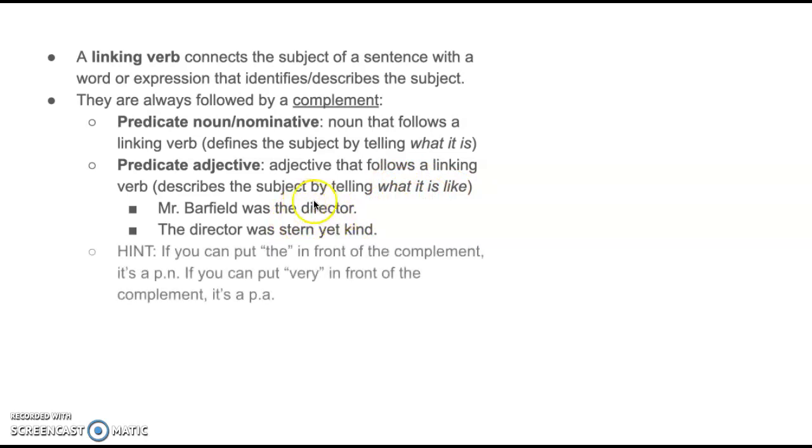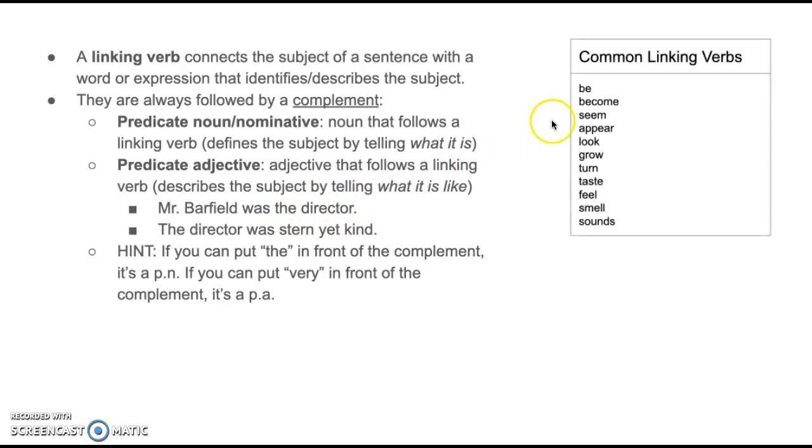This is a noun. Hint, if you can put the in front of a complement and it still makes sense, it's a predicate noun. Whereas if you put very in front of the complement and it makes sense, it's a predicate adjective. For example, if you put very in front of director, very director does not make sense. It's obviously a PN. Here are some common linking verbs.